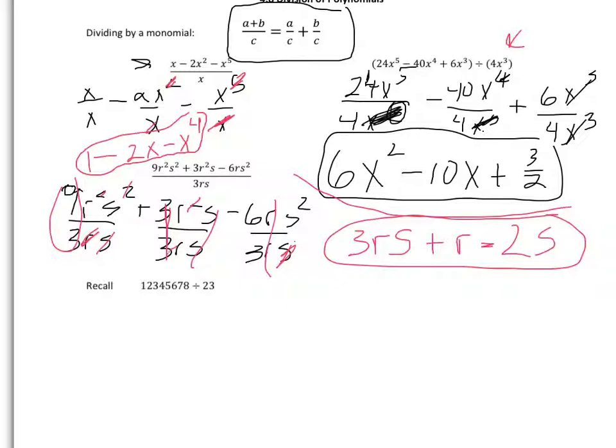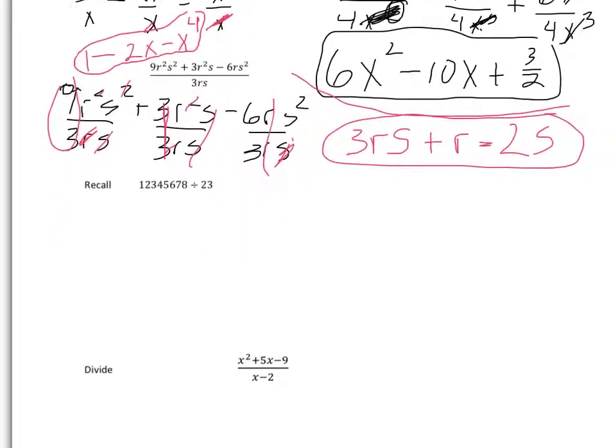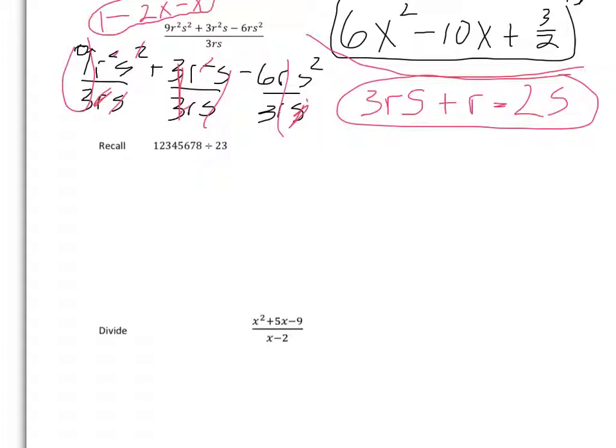When we divide by a larger polynomial, it gets a little bit different. Now, recall when we used to have to do things like this, and we're using long division here. You know, we go 23 goes into 12345. Let's just do that. We don't really need to do much more than that.